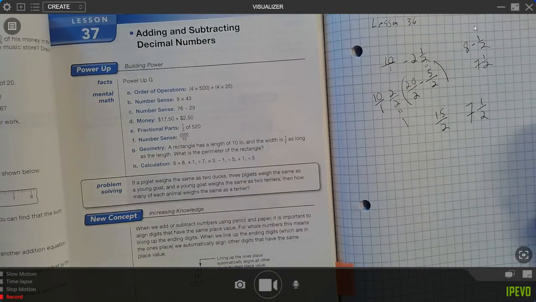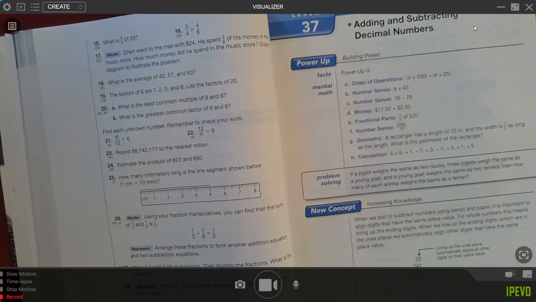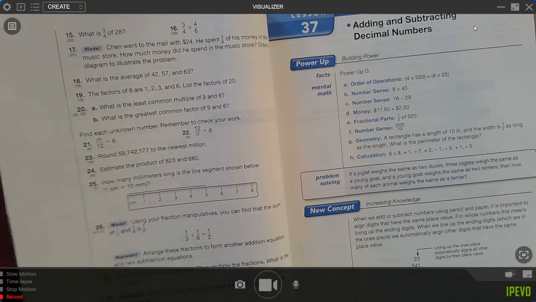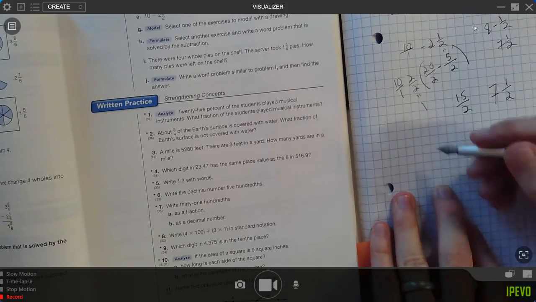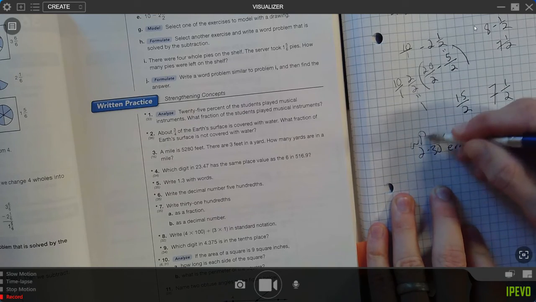Looking through the work here, I'm going to have you guys do even. I'm going to have you guys do 2 through 30 for your written practice. Okay?